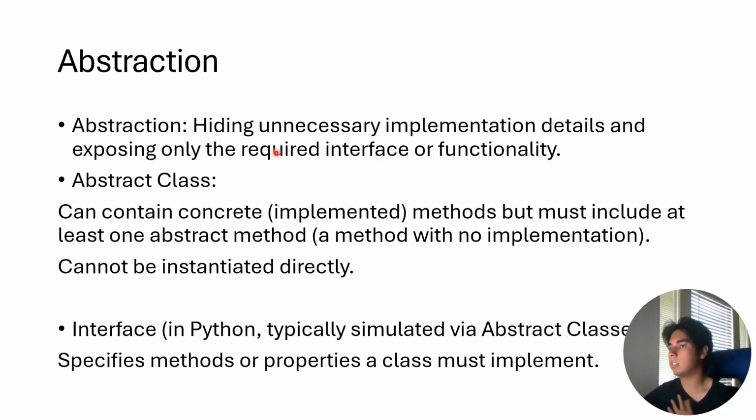Abstraction is hiding unnecessary implementation details and exposing only the required interface or functionality. An abstract class can contain concrete implemented methods, but must include at least one abstract method. A method with no implementation cannot be instantiated directly. Interface in Python is typically simulated via abstract classes. Specific methods or properties a class must implement. In the case of menus and all that, but yeah.